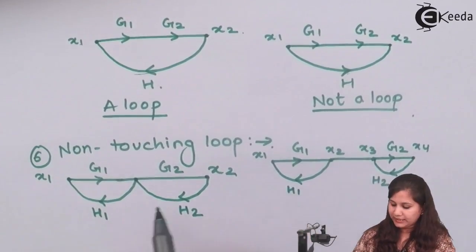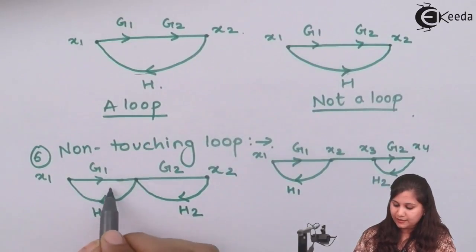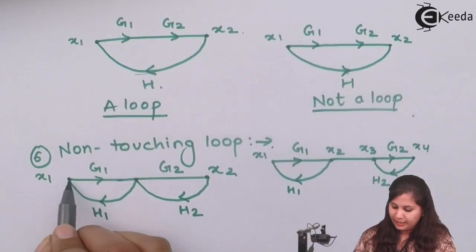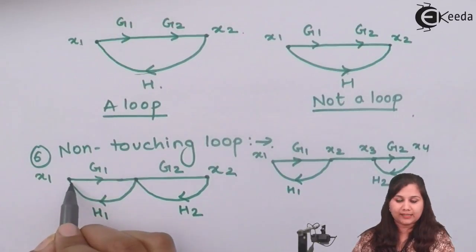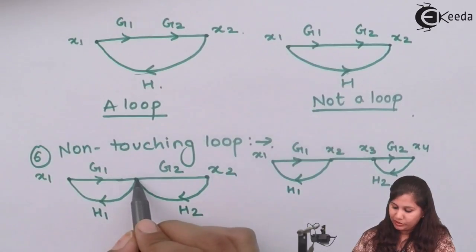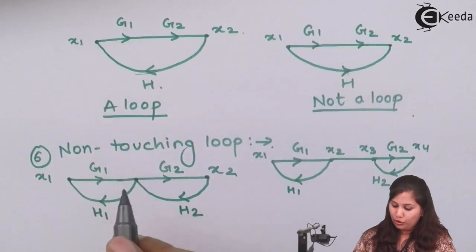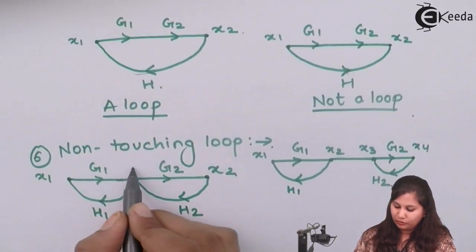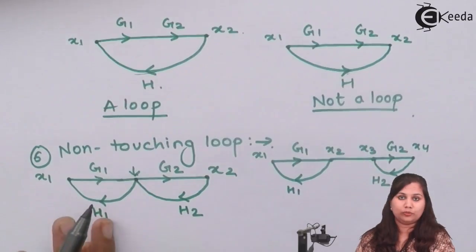Now in these two examples, let us consider this first case. In this case, these two loops are there, starting from x1 to this node, then again terminating at x1. This is starting from this node going to x2 and terminating at this node. So these two loops have one common node here. So these are called touching loops.